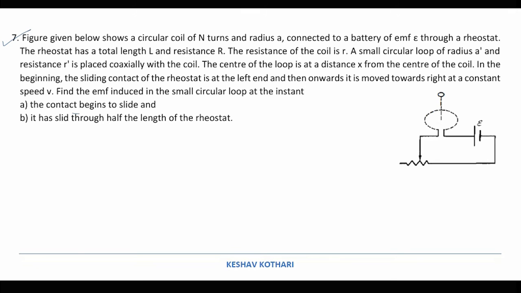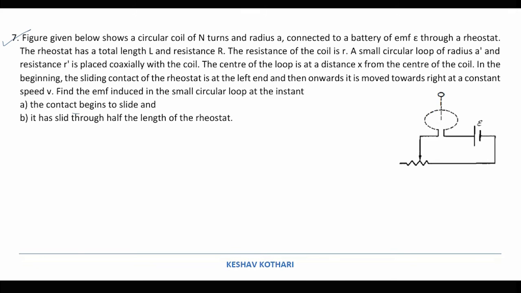In the beginning, the sliding contact of the rheostat is at the left end and then it moves towards the right at a constant speed v. Find the EMF induced in the small circular loop at the instant the contact begins to slide, and in part B, when it has slid through half the length of the rheostat. So if we consider this problem, we consider it in this way. I am drawing it in an enlarged way.